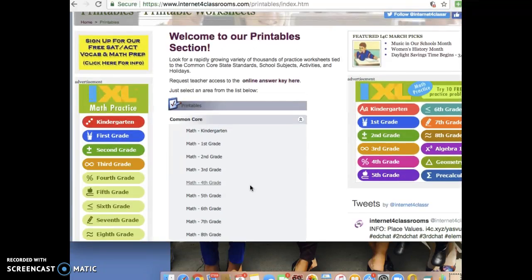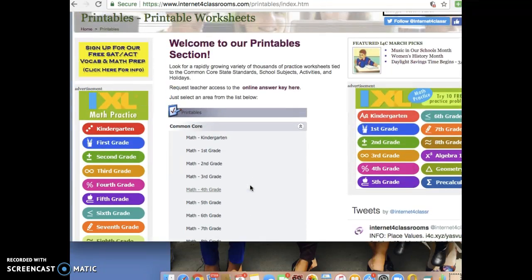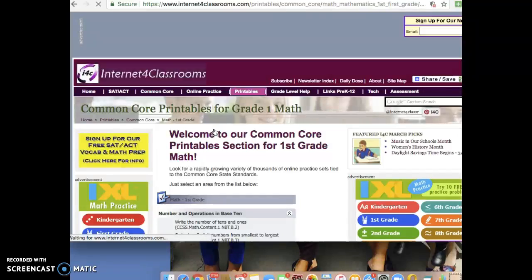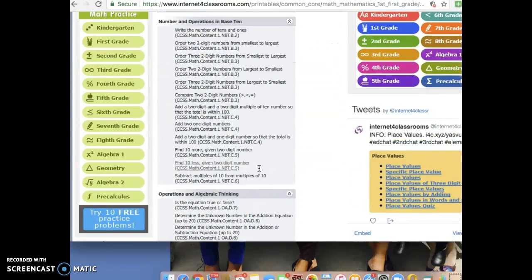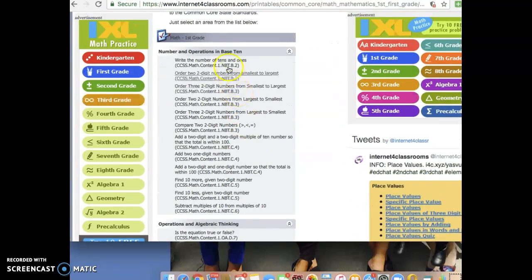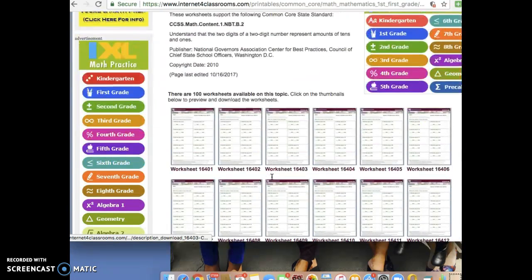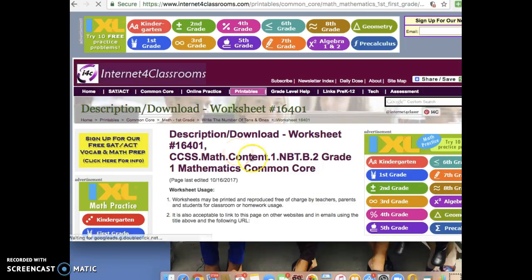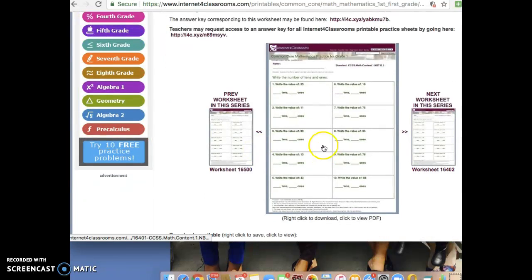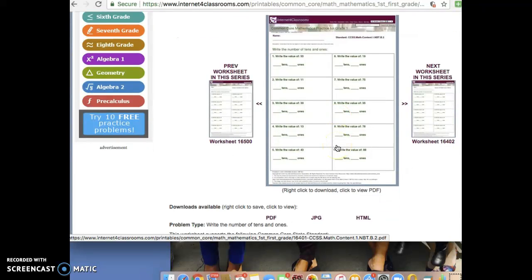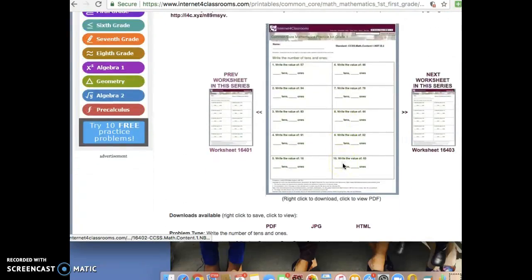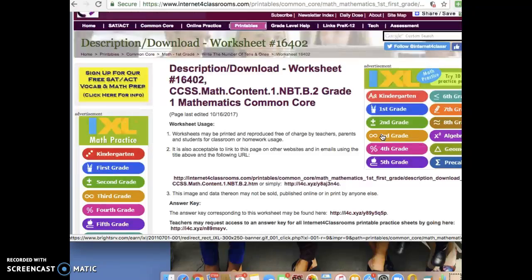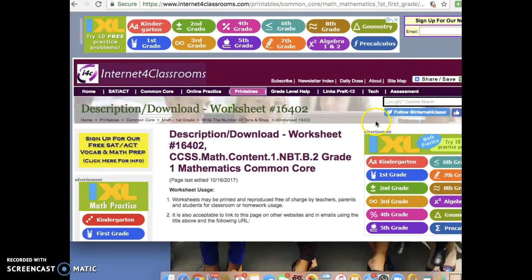Now let's go to the printables. Same thing. It has those grade levels here, kindergarten through 8th. Let's click on first grade this time. And I wanted to teach my students to write tens and ones. Gives me several sheets that will reinforce that practice, counting by tens and ones. If I decided I didn't want this one, I could go to the next one, and then so on.